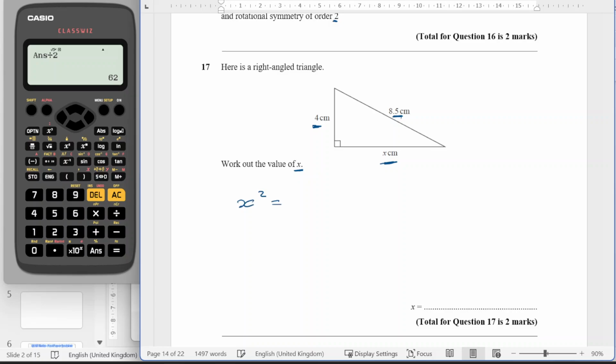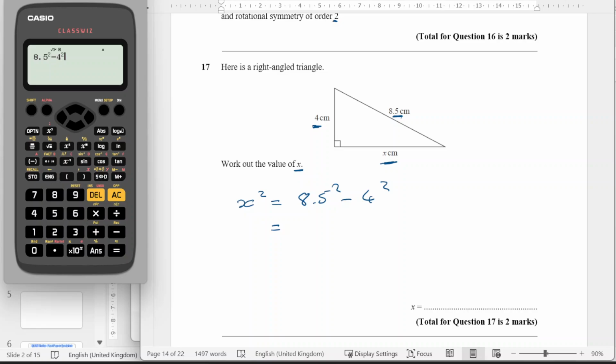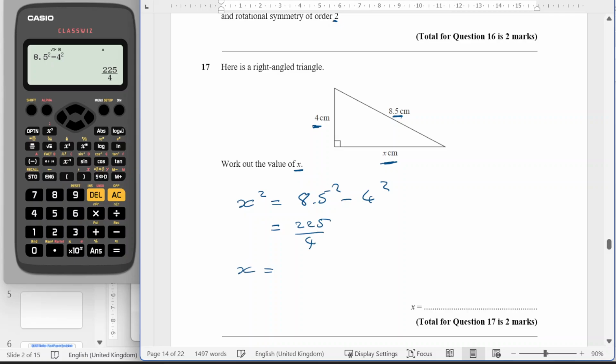So x squared is going to be equal to the longer side squared minus the other short side squared. So I will tend to write that line down. Unless it's too complicated. So that's actually looking like quite nice numbers, because when I square root my answer, I get 15 over 2, so 7.5.